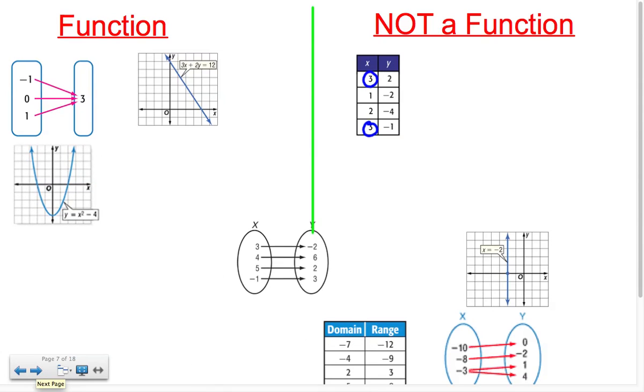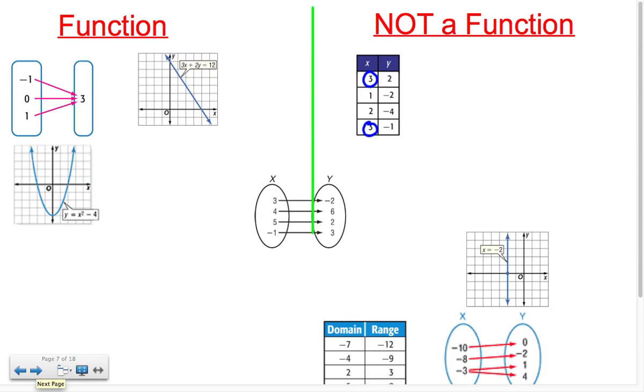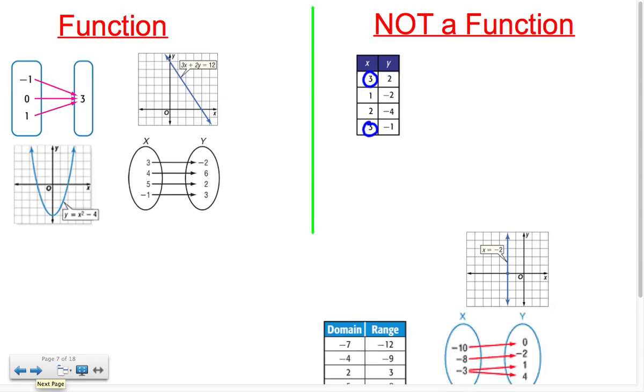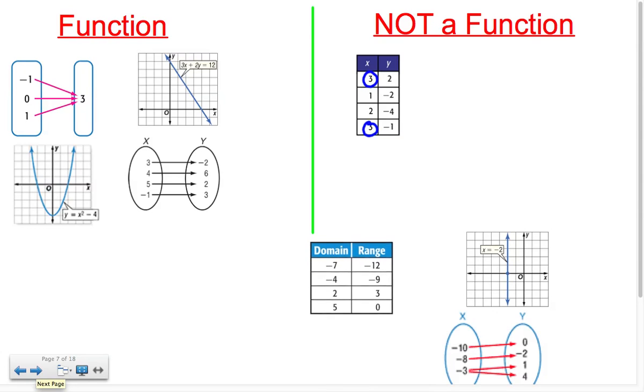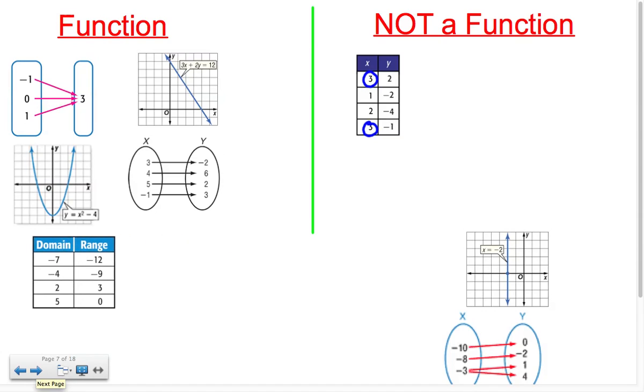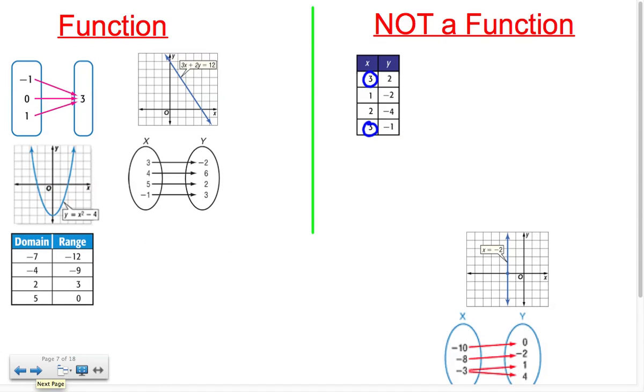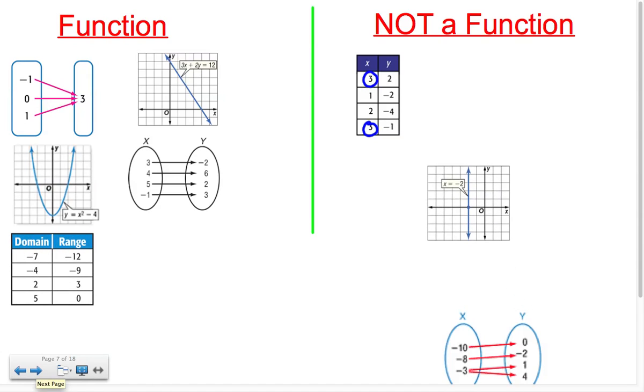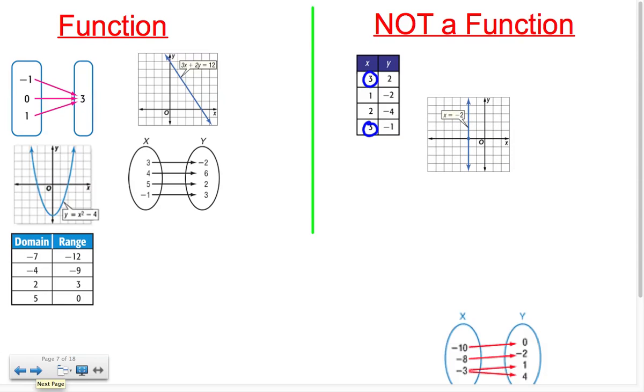If I look at my mapping, look at my x values, none of them repeat, so it is a function. Look at my table, none of my x values repeat, so it is a function. Vertical line, if I put my line on top of the vertical line, it would touch an infinite number of times, so it's not a function.